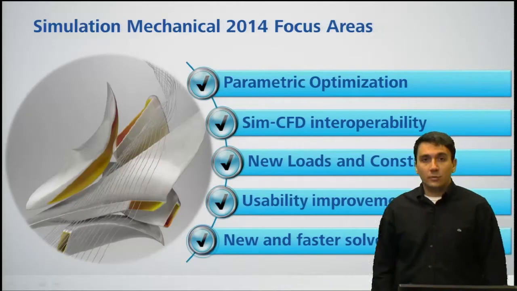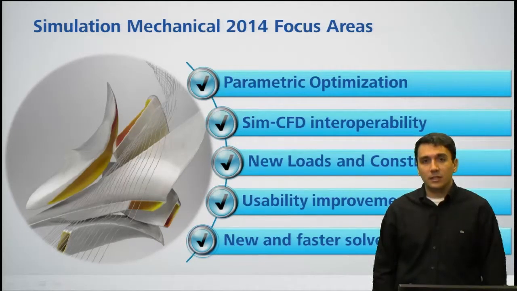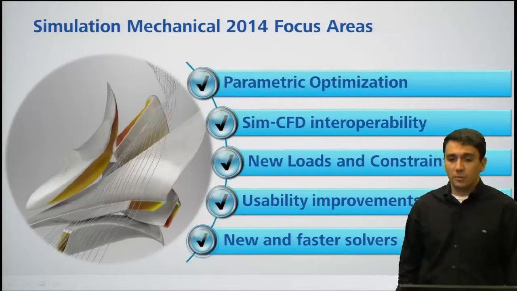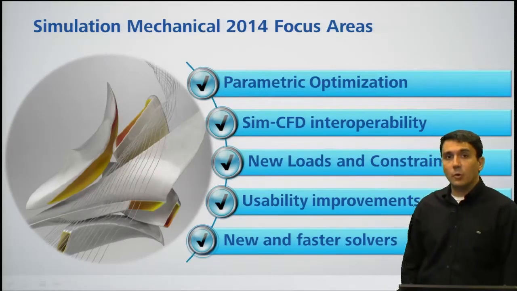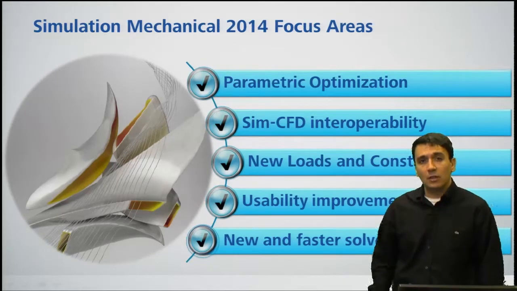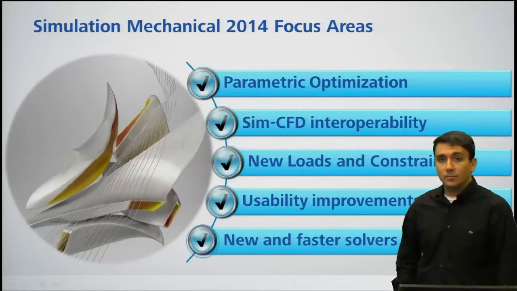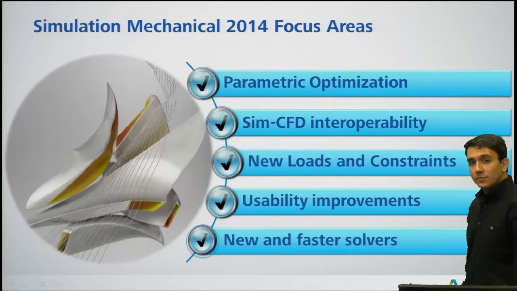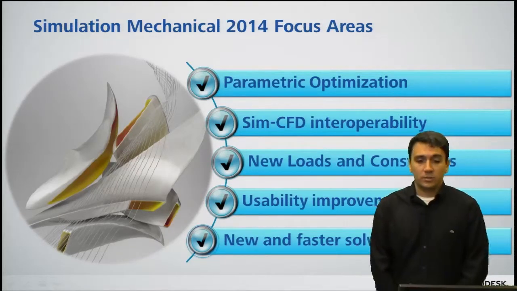Over the past year, we've talked with a number of customers to get a basic understanding of their usage and their needs from the software, and that feedback helped us identify 5 key focus areas for this release: parametric optimization, simulation CFD interoperability, new loads and constraints, basic usability improvements, and new and faster solvers.